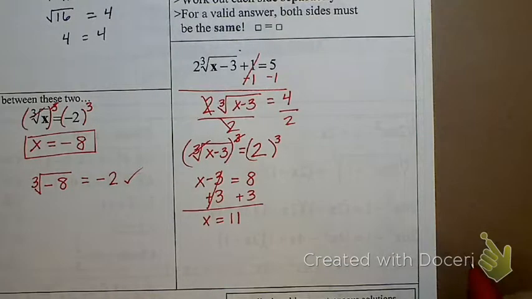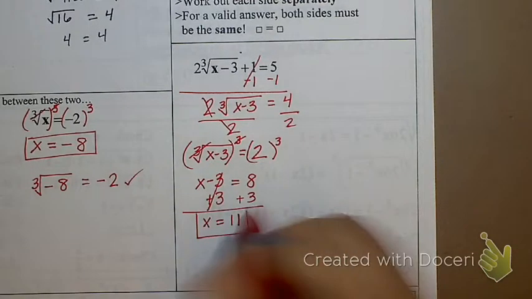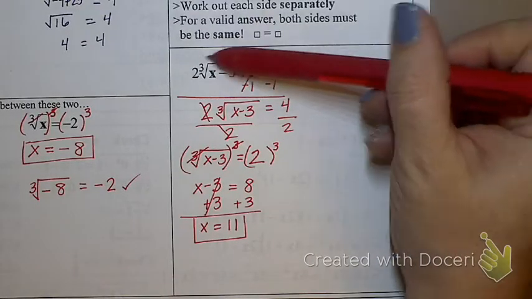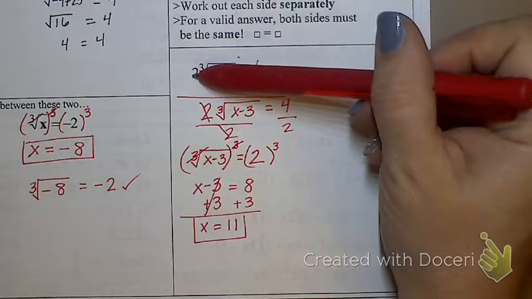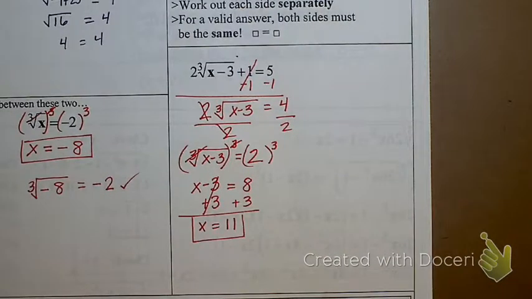Do I need to check my answer? No. Can I check it if I want to? Of course. So if I just wanted to mentally go in here, 11 minus 3 is 8. Cube root of 8 is 2. Times 2 is 4. Plus 1 is 5. It does check out, which it should.